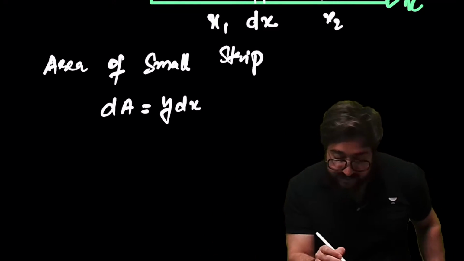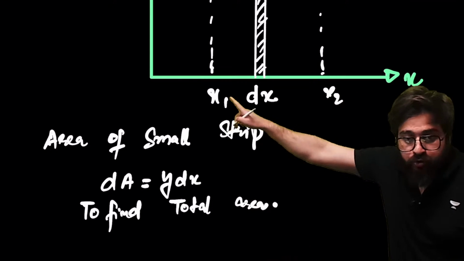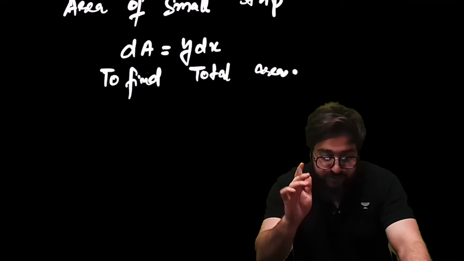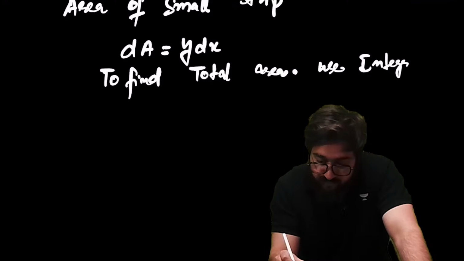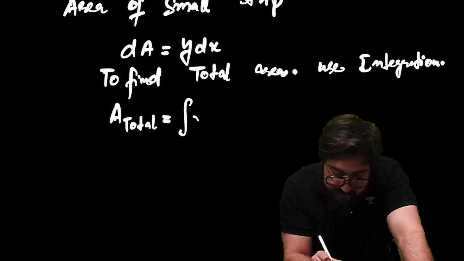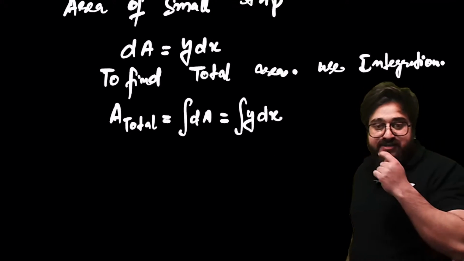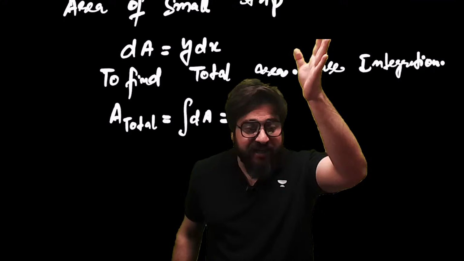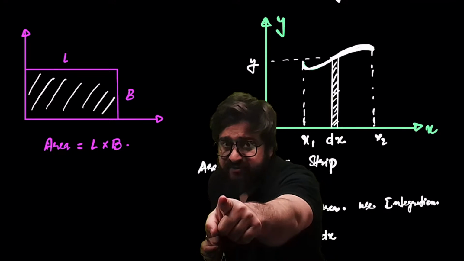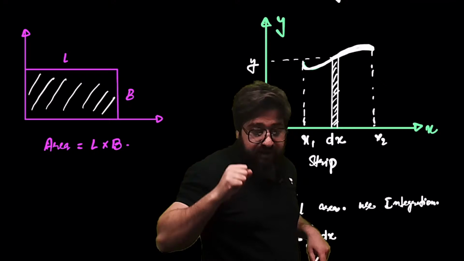Now, if we want to find the total area from this point to this point, that is the area under the entire curve, we'll use integration. So total area is equal to integration of dA, that is integration of y dx. This is the total area. So my dear friends, can I say integration helps us to find area under the curve? 110%. So this is the graphical representation of integration.